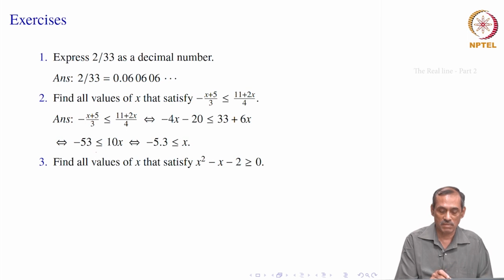It is a positive number we are dividing. So, inequality is preserved, same inequality will stay, it is minus 53 divided by 10 on the left side. So, minus 5.3 on the right it is x. So, that is how it looks.